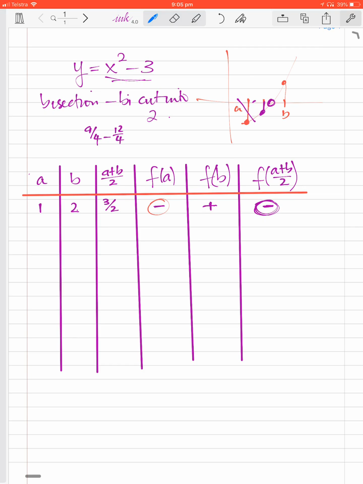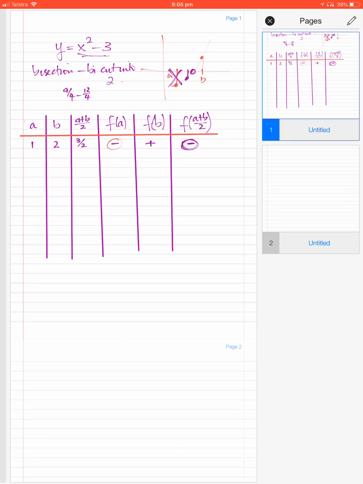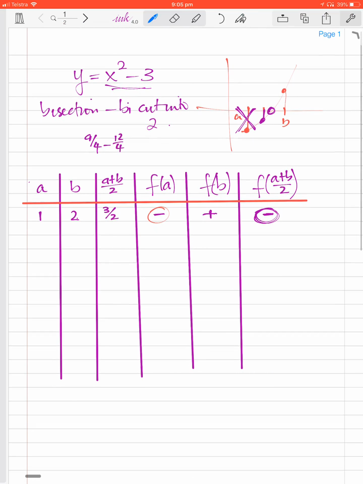So what we're going to do is scrap this value, the A value, and replace it with A plus B on 2. Because it was negative, we replace A with A plus B on 2. So A becomes 3 on 2. B stays as 2.